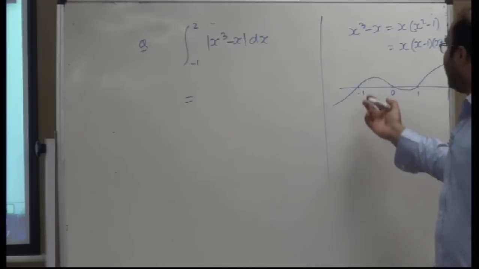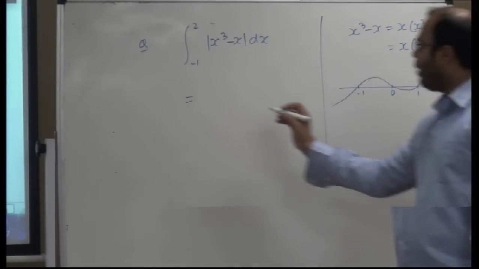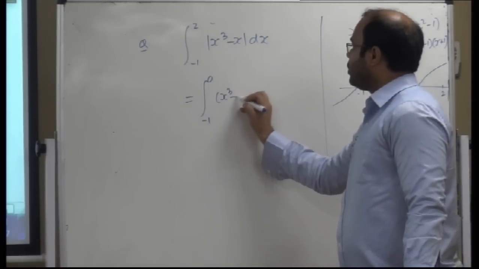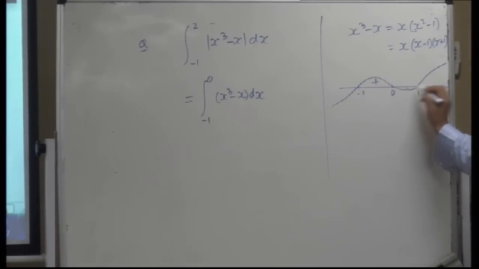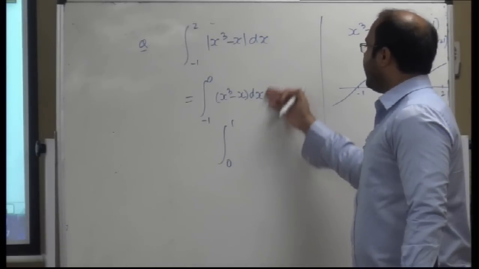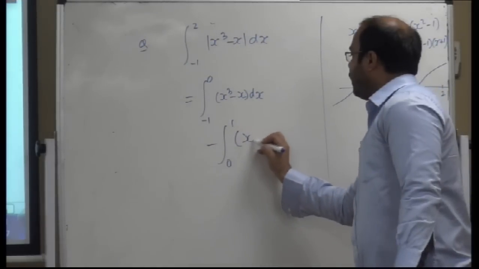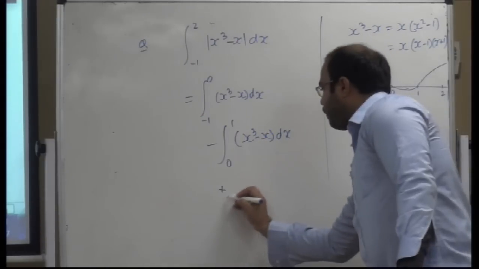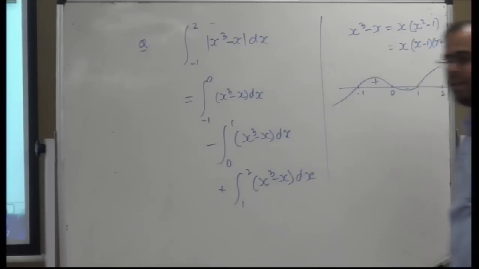And when we say that we have to find the integral from minus 1 to 2, 2 would be somewhere here. We have to eliminate the mod from minus 1 to 0 as it is, because it is already positive, the value inside we can see here. From 0 to 1 it is negative. So from 0 to 1 we'll eliminate the mod with a negative sign, so minus of x cube minus x dx, and then from 1 to 2, this would become plus, integral 1 to 2 of x cube minus x dx. I hope it is clear to everyone.